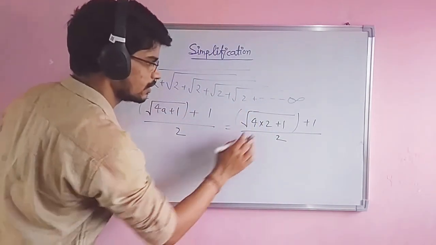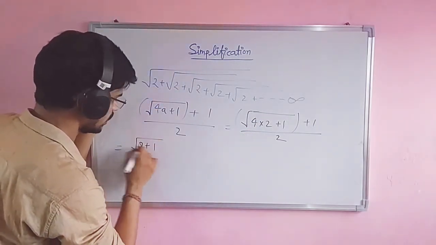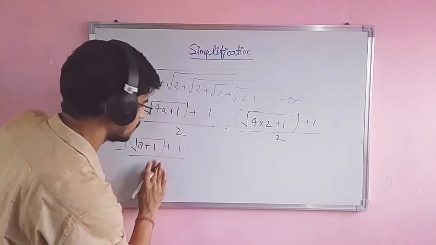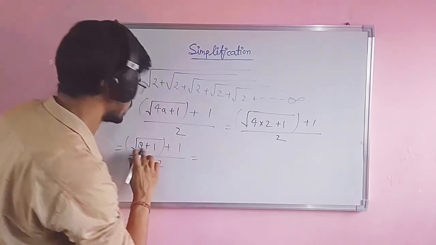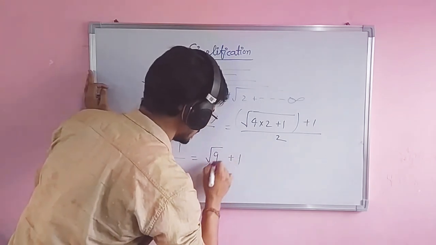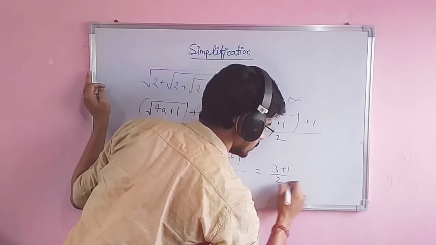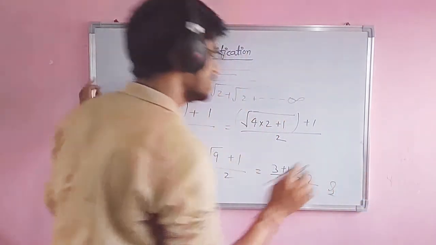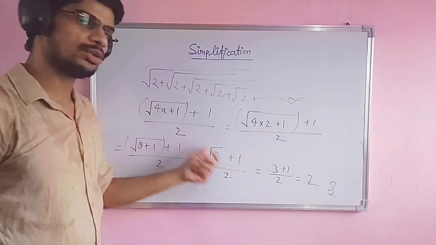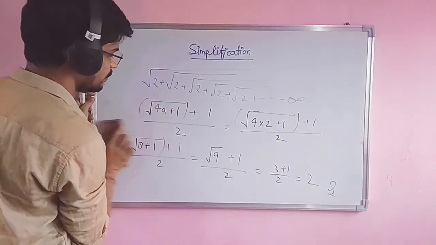Here 4 into 2 is 8, plus 1 under root, plus 1 upon 2, equals 9 under root plus 1 upon 2. Under root 9 is how much? 3, plus 1 upon 2 is equal to 2. We get the solution by the trick in 2 or 5 seconds. Clear?